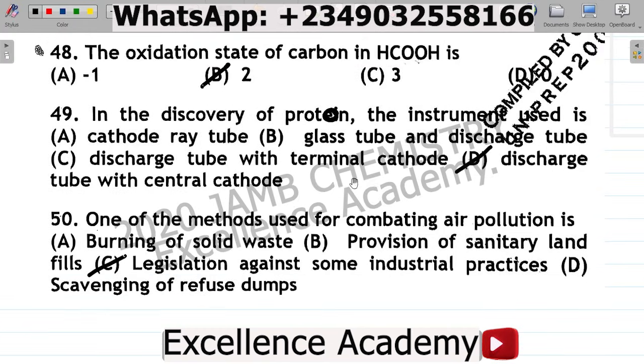All right, guys. So we are done with providing the solution to the 2020 JAMB Chemistry examination questions.